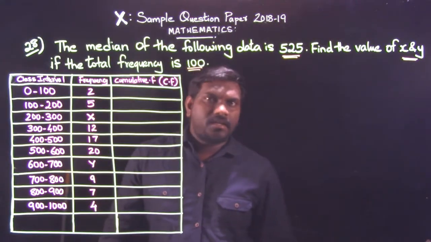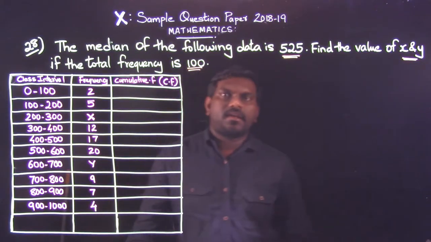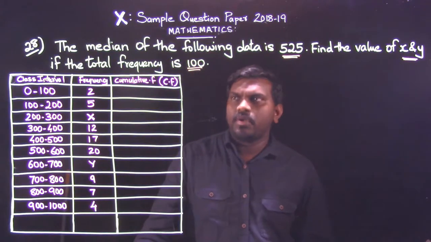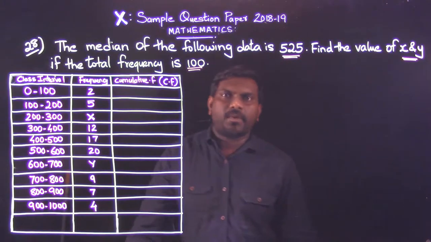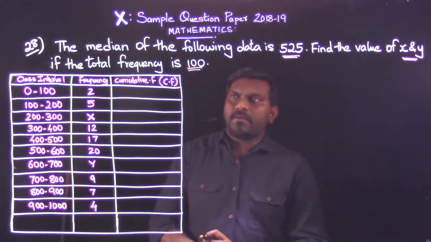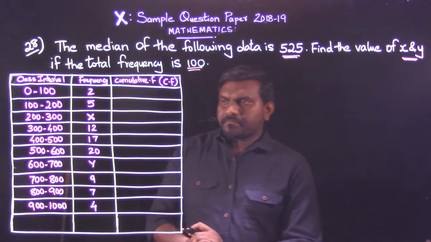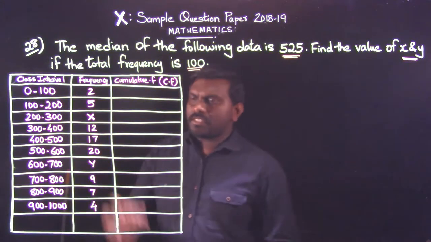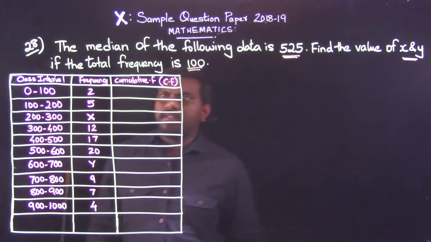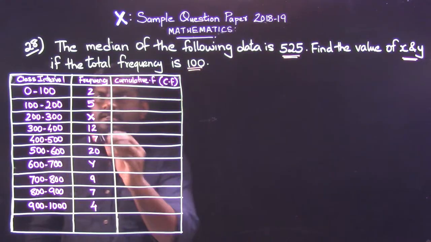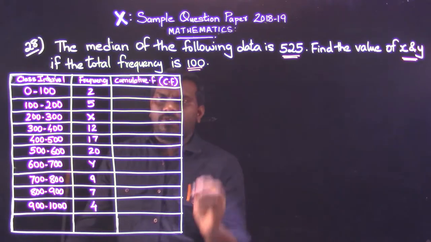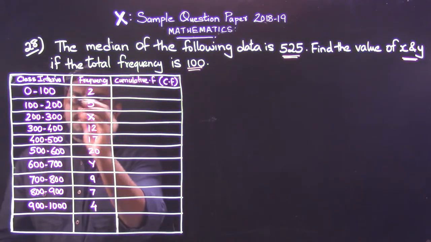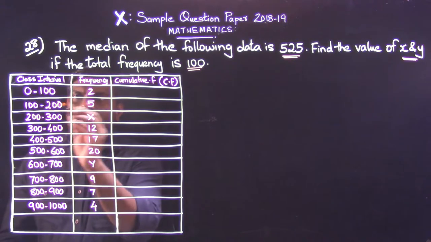Now, in this chapter, you know that there are certain formulas which you need to learn: mode, median, all these formulas. When it is asked, you need to apply the formula. And before that, let's finish our table. As you have seen here, there is a class interval, frequency and cumulative frequency I have drawn here. And the classes are given as per the question, 0 to 100, 100 to 200 and so on.